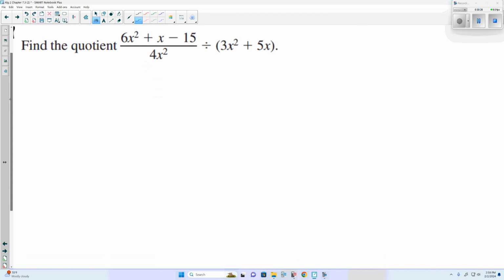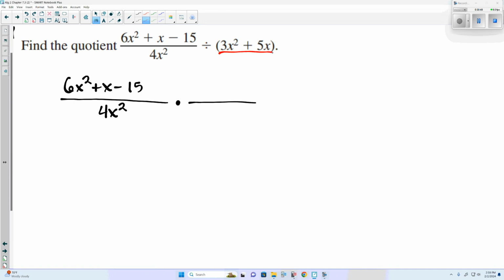Just like these here. The first main step that we do is we keep the first one the same. We change it from division to multiplication. We flip the second one, but wait, the second one doesn't have a denominator written, but it does have one. What is the denominator? 1. So when we flip it, the new numerator is 1, and the denominator now is 3x squared plus 5x.